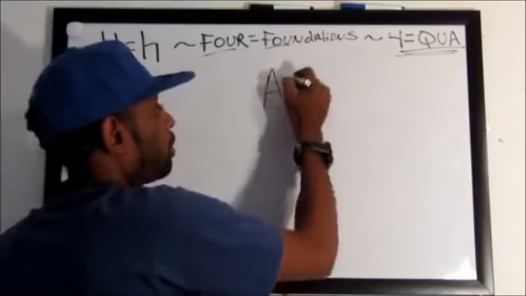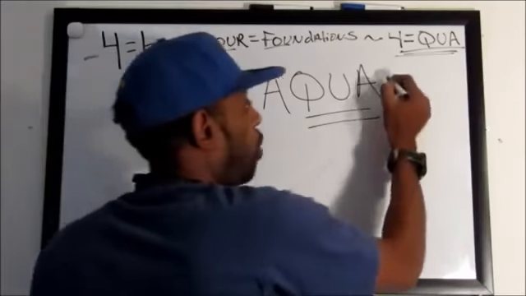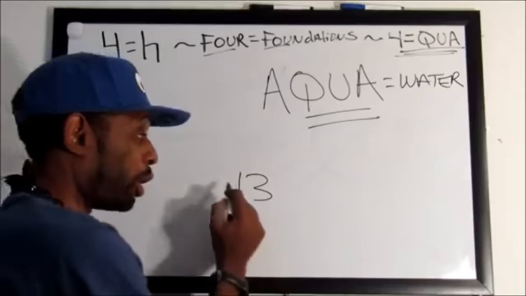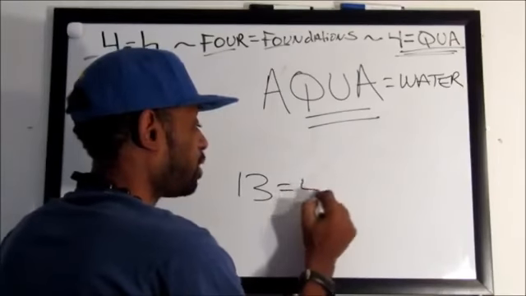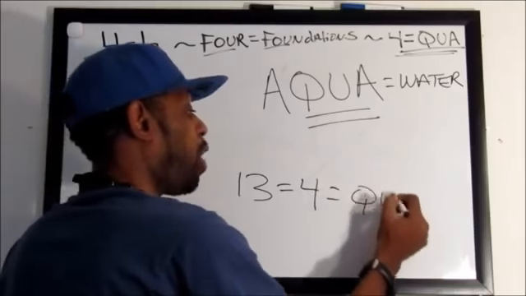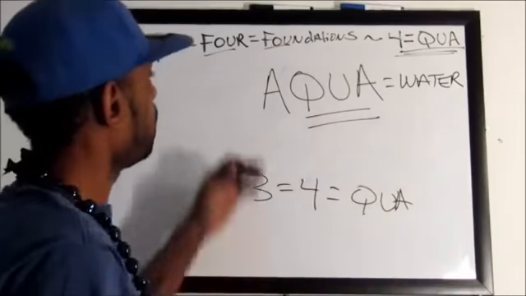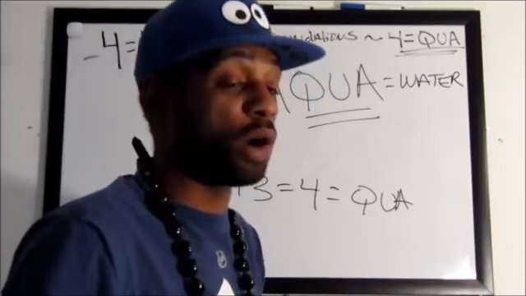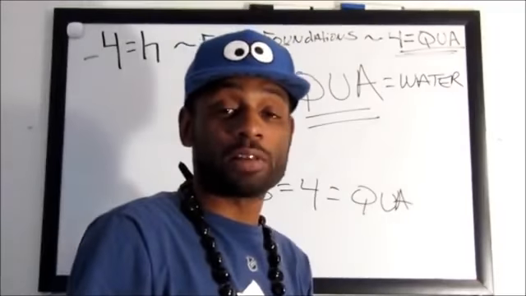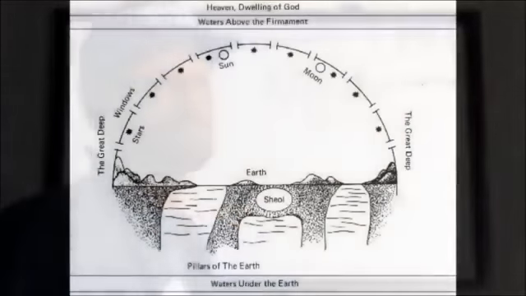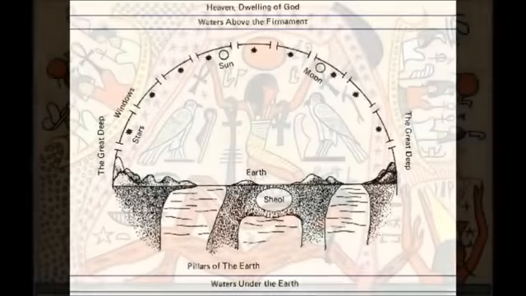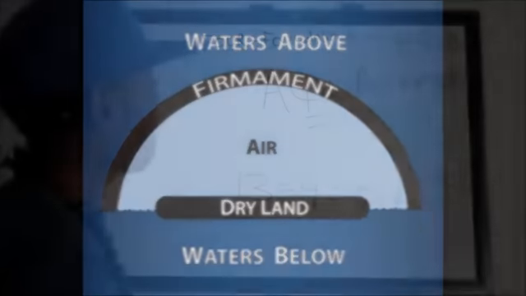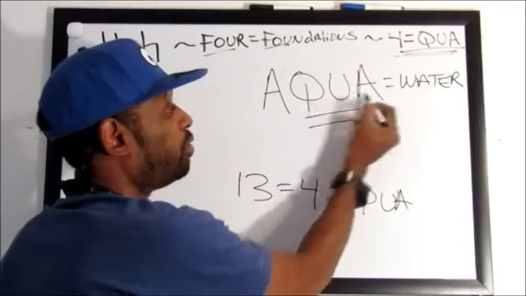And when we say aqua, remember aqua is water. So remember, the number 13 is the arch bow or the B. Remember, the 13 equals 4. 4 equals qua. Remember, aqua is water. 4 is foundations. The waters sit above the foundations. The waters above and the waters below is synonymous with the foundations. It's synonymous with the firmament and the 4 foundations. So it makes sense that we would find the qua root in water.